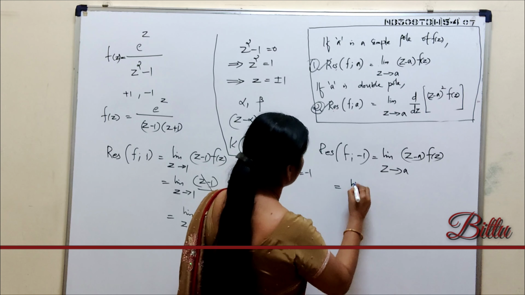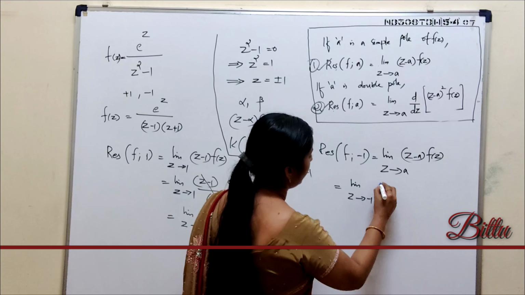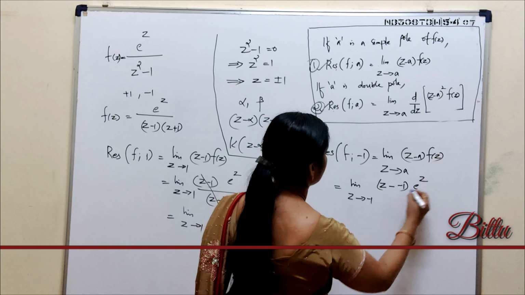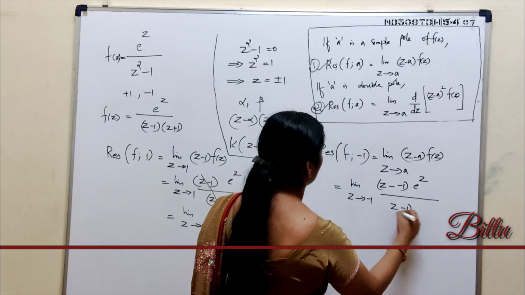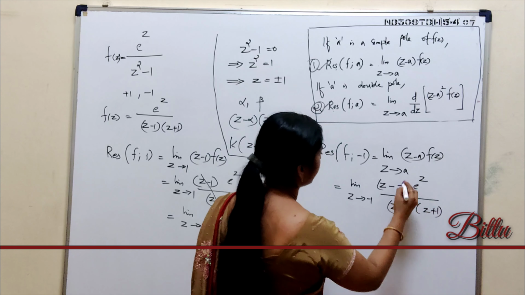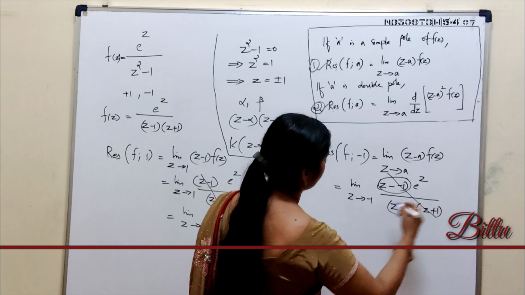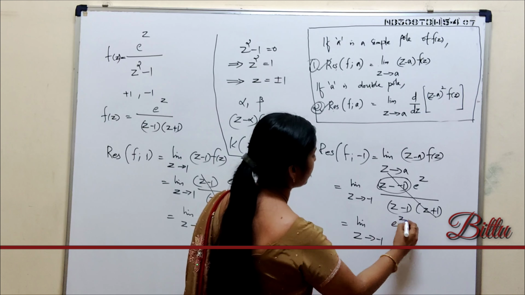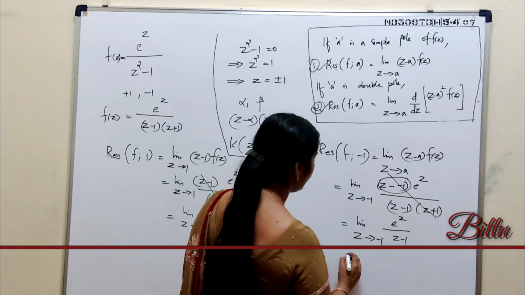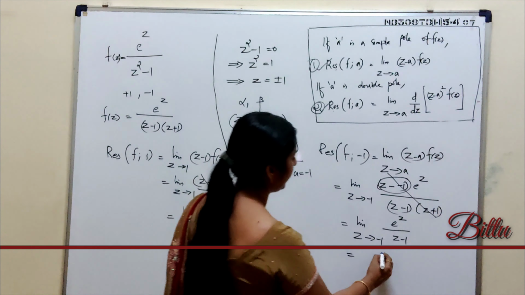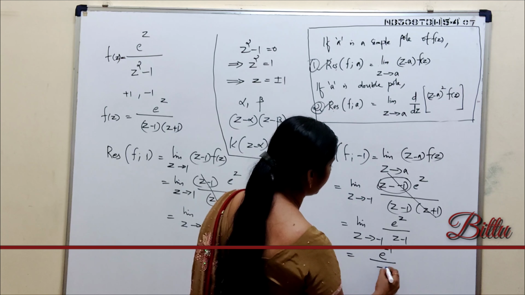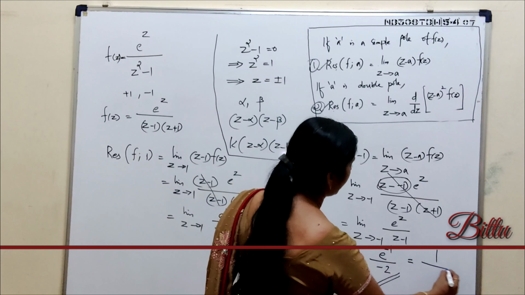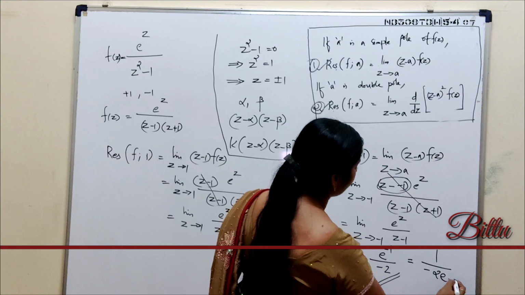Residue at minus 1 is limit z tends to minus 1, z minus minus 1, f z, e raised to z by z minus 1 into z plus 1. See, this is z plus 1, this will cancel with this z plus 1. So it is limit z tends to minus 1, e raised to z by z minus 1. You put z equal to minus 1, then e raised to minus 1 by minus 2. That is 1 by minus 2e.